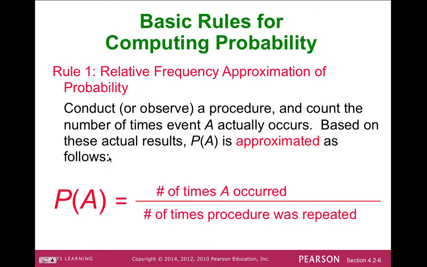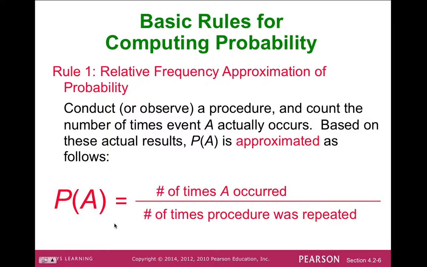Okay, there are 3 different rules that we're going to talk about for computing probability. 2 of them are really rules we're going to use, and one of them, as we'll see, is more of an estimate. Okay, so rule number 1 is the relative frequency approximation of probability.